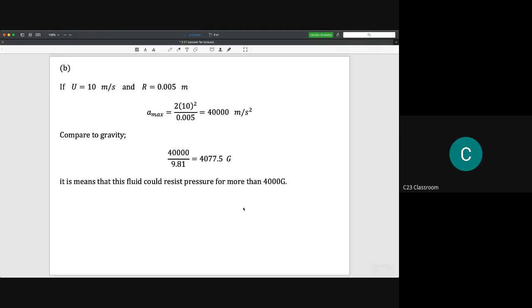Okay, so if U is equal to 10 meters per second and R is equal to 0.005 meters, we substitute the values here. So A max is 40,000 meters per second squared. And if we compare to gravity, we divide by 9.81, so it is 4,000 G here. It means this fluid could resist acceleration of more than 4,000 G.